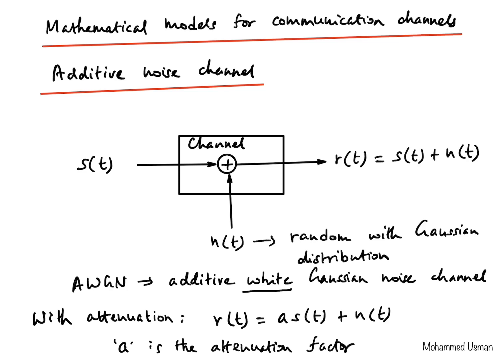So if there is some filtering effect happening at the transmitter side and at the receiver side also, then we need to model this channel by including the effects of that filtering. Of course, with that we'll have the additive noise as well. So the second mathematical model that we are going to see is called the linear filter channel. And of course that will also include the effect of additive noise.